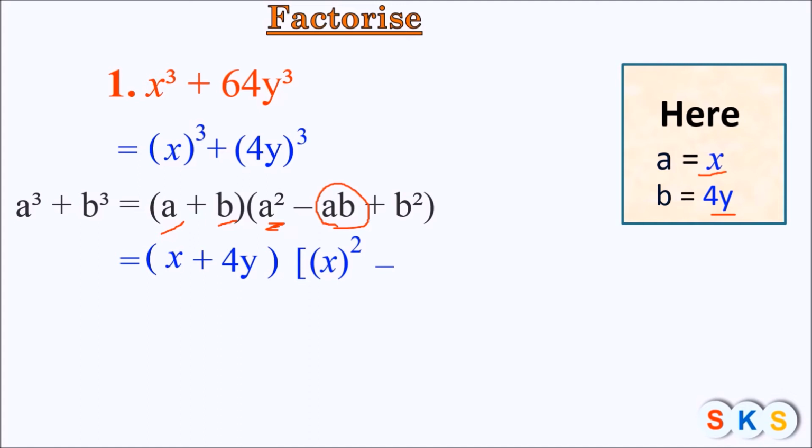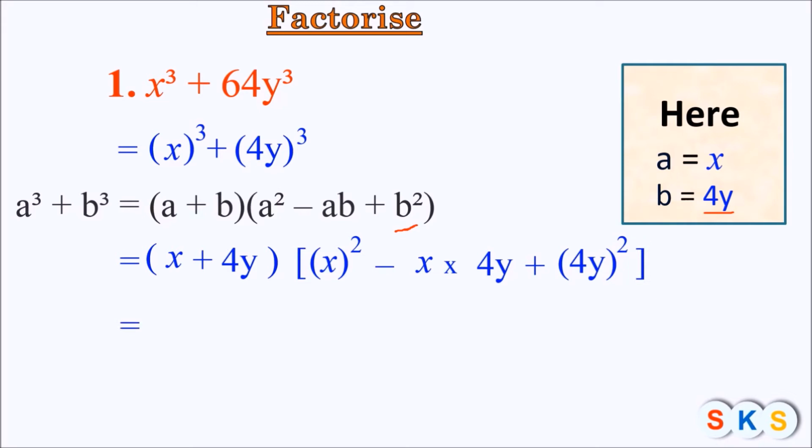So what will we write in the place of ab? We will write x into 4y, plus, what is the last term of the second bracket? You can see it is b square. And what is the value of b? Look at the box, it is 4y. So we will get 4y the whole square, close the bracket. Now we will simplify it further.